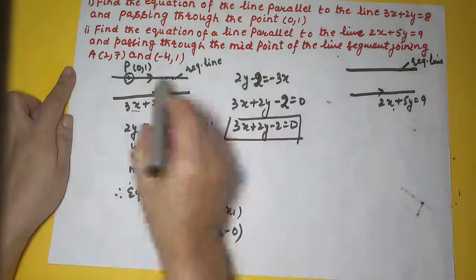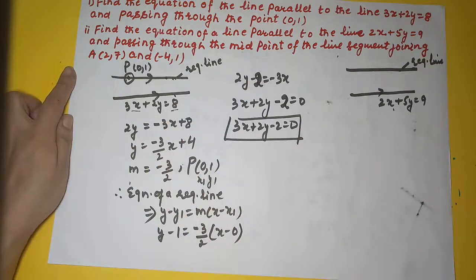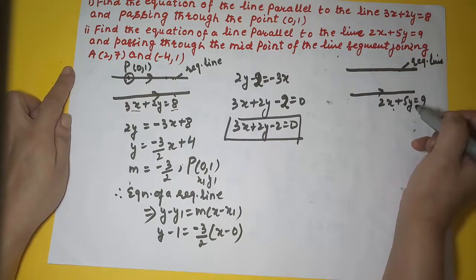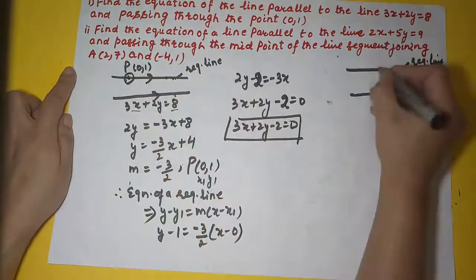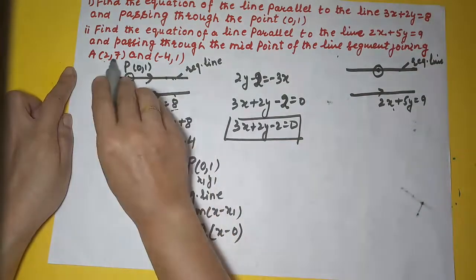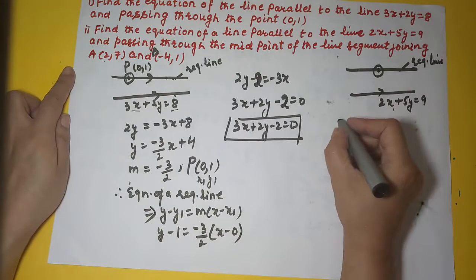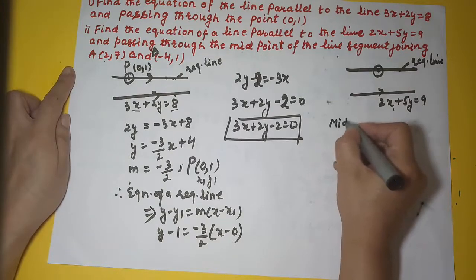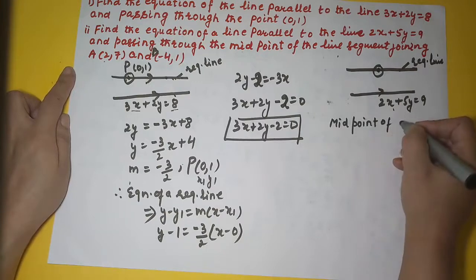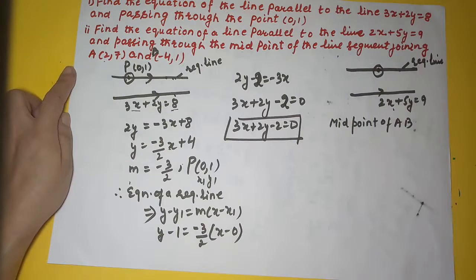Now see, here we already had a point in the previous question. We only had to calculate the slope. Here we can calculate the slope, but the point is not given. But we can find the point of the required line by finding the midpoint of this and this. This is B, right? So what is the midpoint of AB? Let's calculate the midpoint of AB. Midpoint of AB will be the point through which our required line is passing.